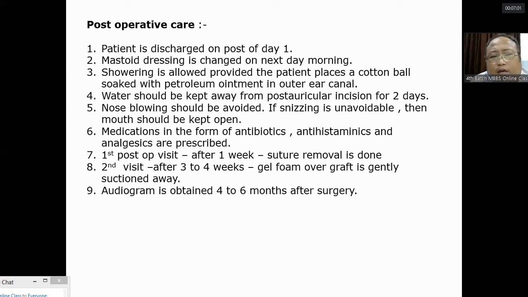Especially, we usually advise them to come after the 6th post-op day to remove the ear pack, to remove the suture material from the wound, and to look for any problem in the wound area or the ear canal. And after almost 2 to 4 weeks, we check whether the graft has healed or taken up or not. And after 3 to 6 months, we advise them to undergo an audiogram to compare with the preoperative audiogram, whether the hearing has improved or not.